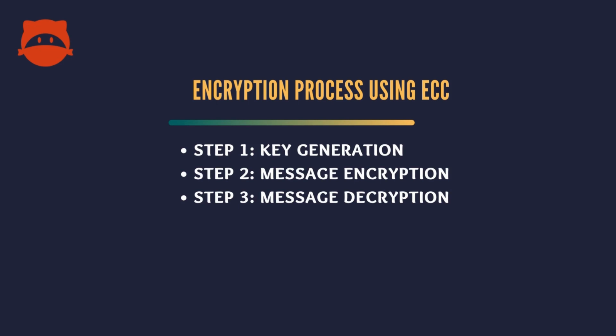Step 3. Message decryption. When the encrypted message is received, the recipient can decrypt it using their private key. This is done by subtracting their private key from the encrypted point on the elliptic curve, which results in the original message point. The message point can then be converted back into plain text.